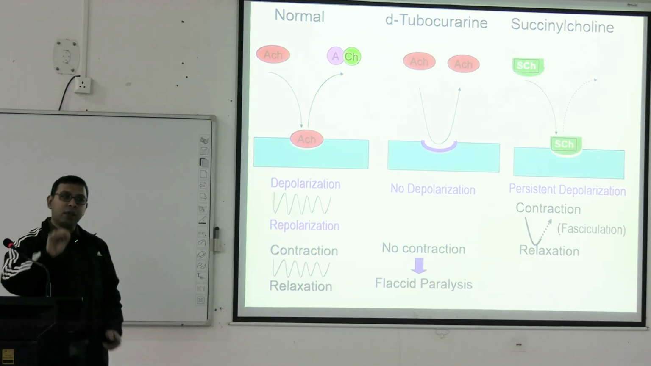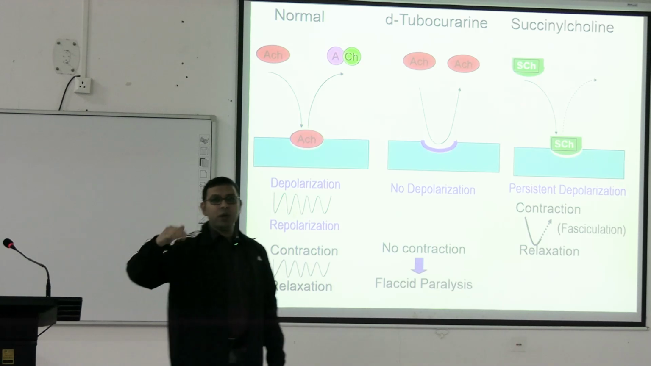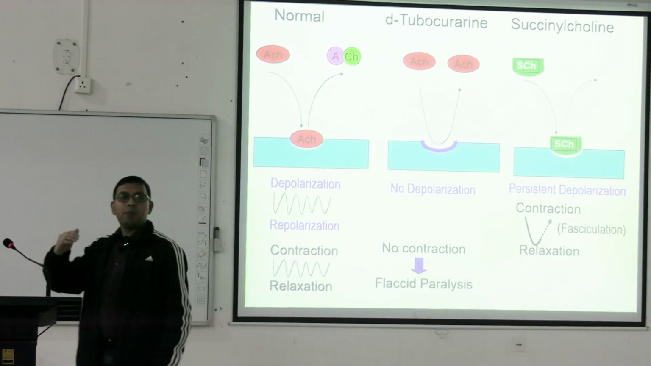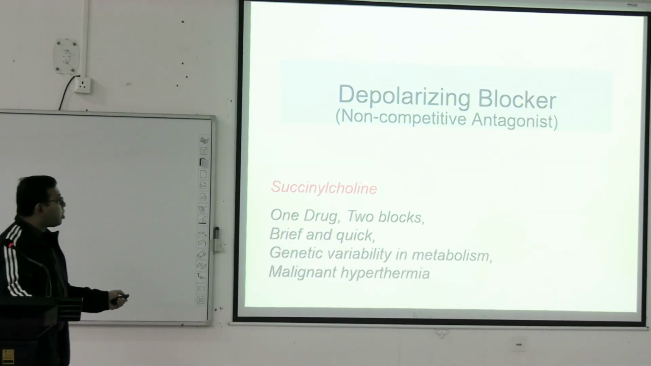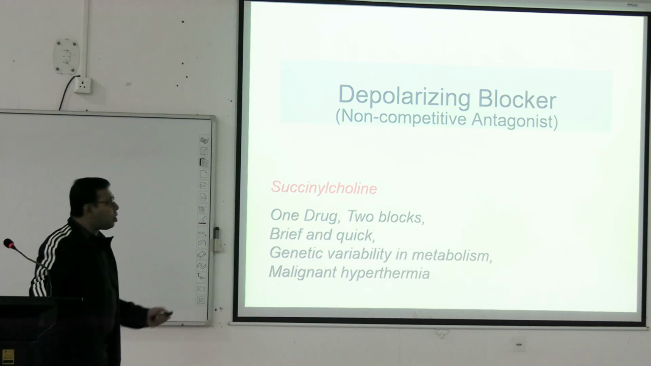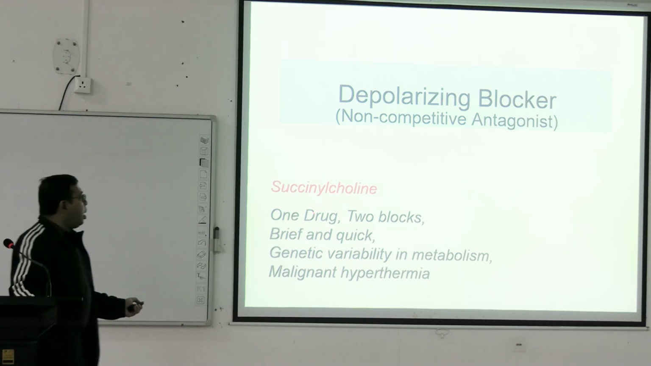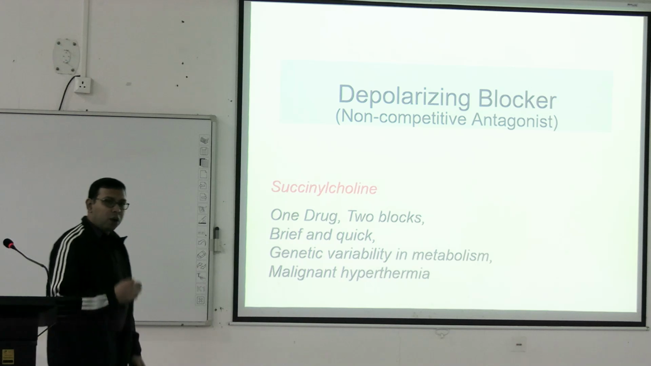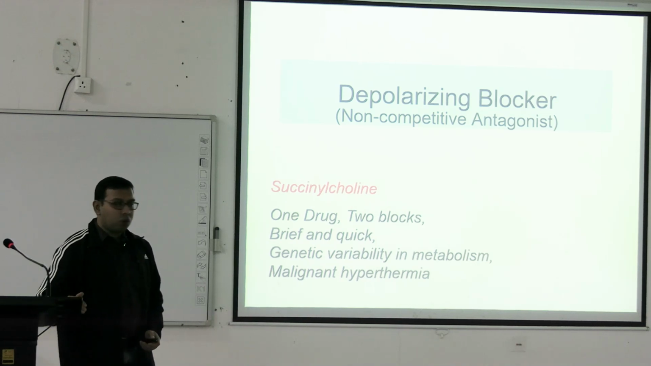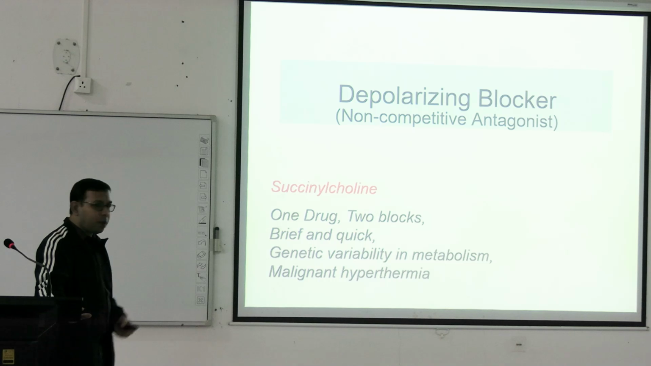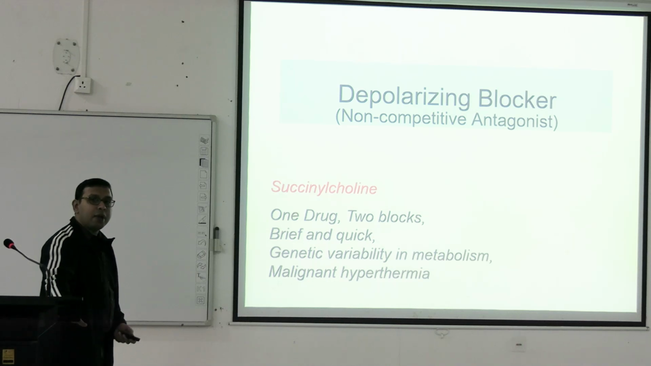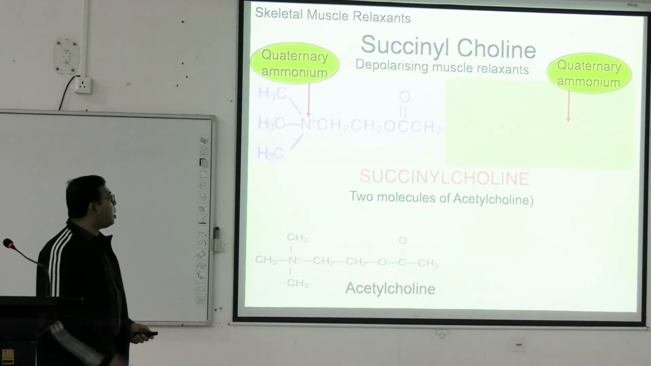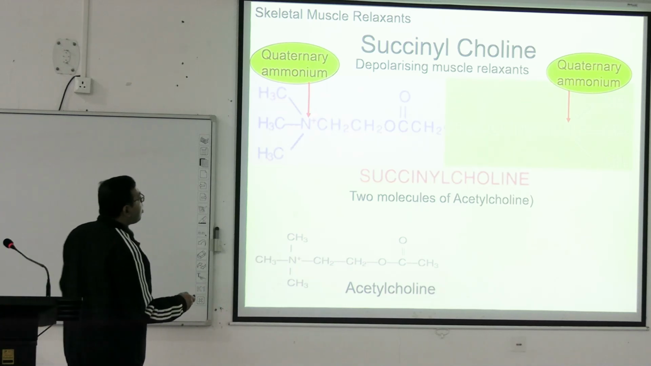So when succinylcholine is given, there will be some initial contraction, and after that there will be prolonged muscle relaxation. Just remember succinylcholine is the only drug that comes under the depolarizing blocker. When succinylcholine is used, there will be two phases of the block, phase 1 and phase 2. Phase 1 is the classic depolarizing block, what I am discussing. It causes brief and quick muscle relaxation, genetic variability in metabolism is there, and malignant hyperthermia and hyperkalemia are the problems with succinylcholine.